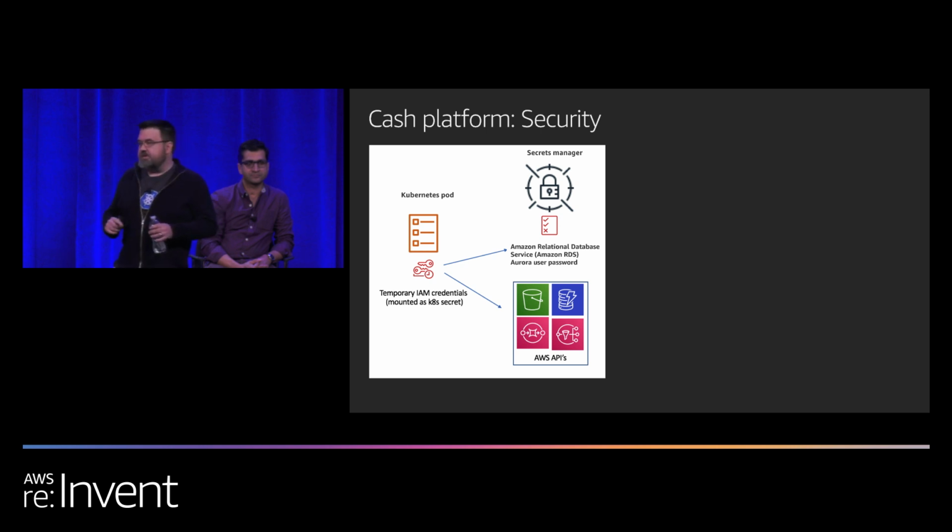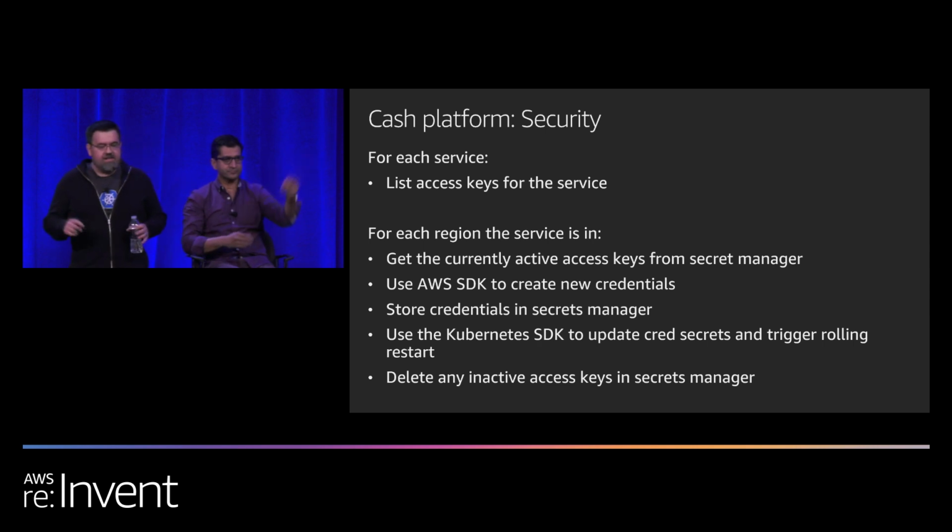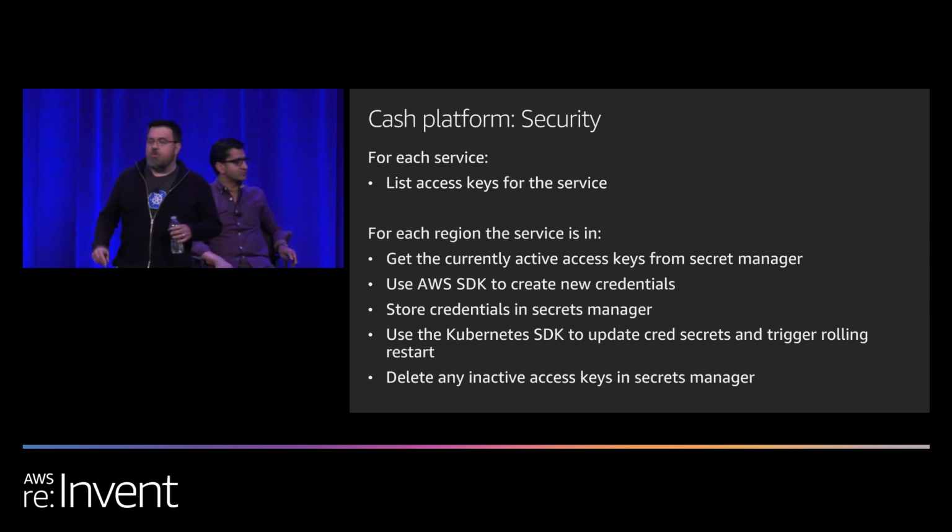Rotation is performed frequently via a periodic job. The simplified pseudocode job looks something like this. For each service, we list the access keys and check if they are active in a couple different ways. First, by examining the access key directly. Second, by using Secrets Manager's metadata. We also check if the secret is being used in Kubernetes via the Kubernetes Go SDK. This is why they're stored in Secrets Manager to begin with. And finally, we check if there are any old pods lying around for some reason that might still reference an old secret.